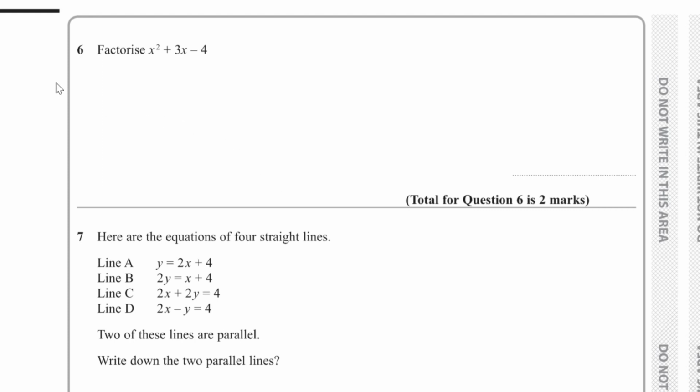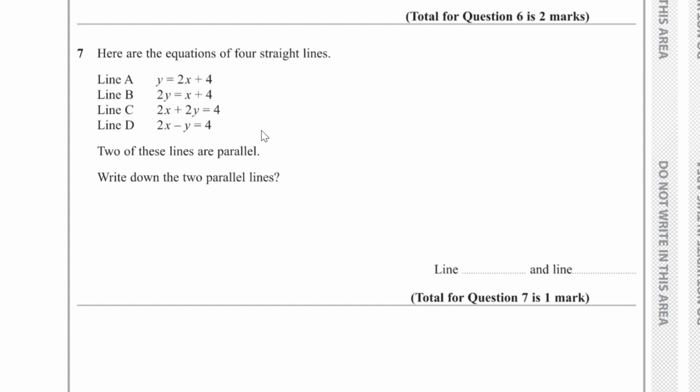Question number 6, we have to factorize x squared plus 3x minus 4. Well, here we need to find two numbers which multiply to give minus 4 and which add to give 3. You'd find those two numbers to be 4 and minus 1. So therefore, when we come to factorize this, we have x plus 4 lots of x minus 1.